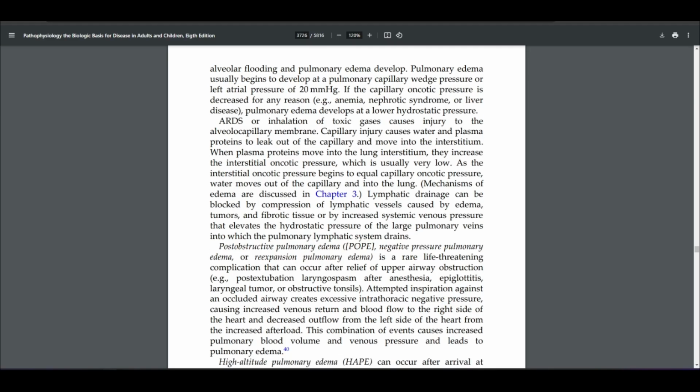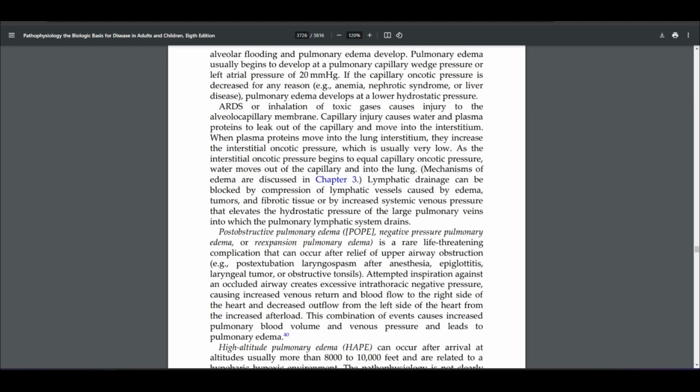Pulmonary edema usually begins to develop at a pulmonary capillary wedge pressure, or left atrial pressure, of 20. If the capillary oncotic pressure is decreased for some reason, via anemia, nephrotic syndrome, or liver disease, pulmonary edema develops at a lower hydrostatic pressure.